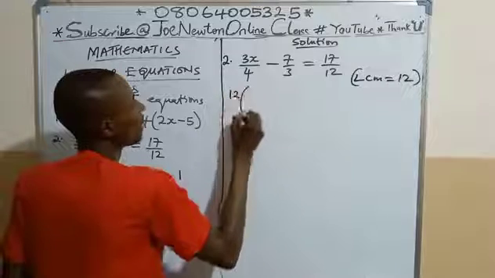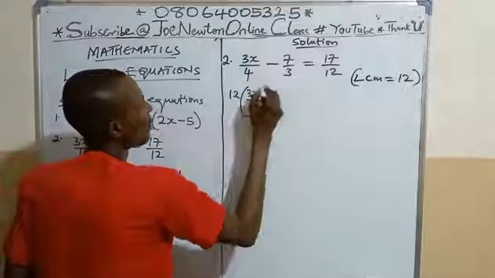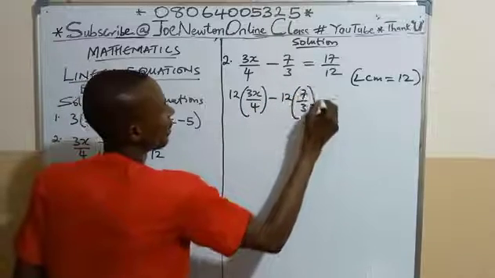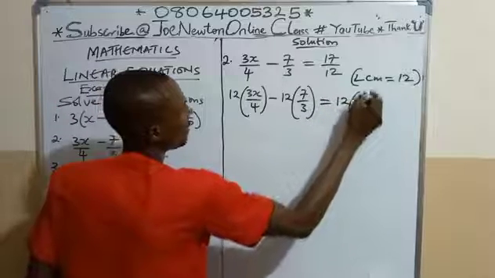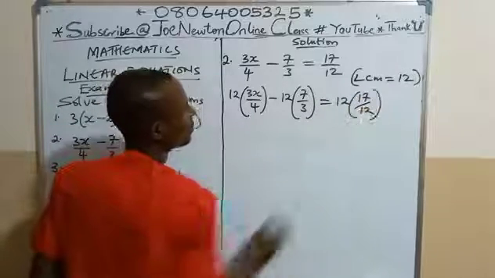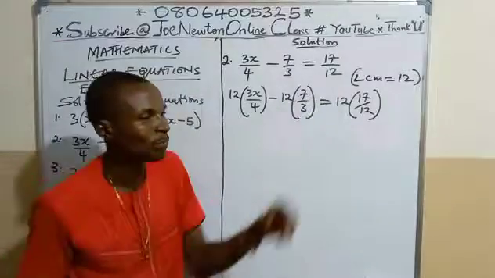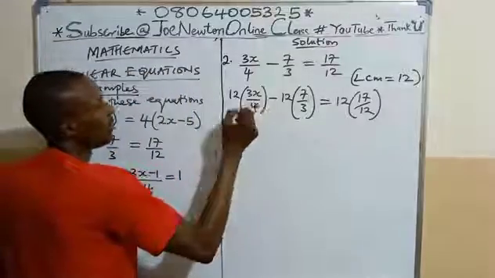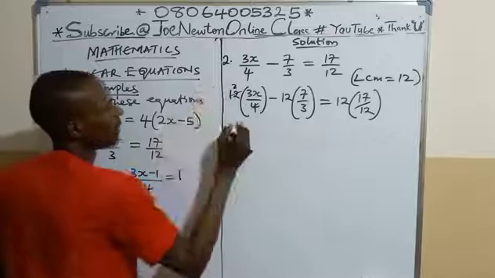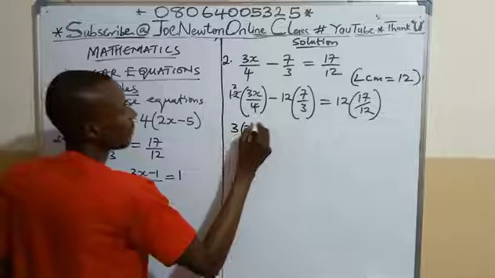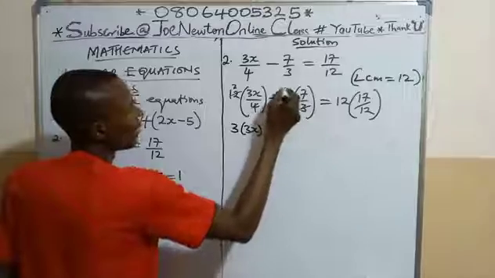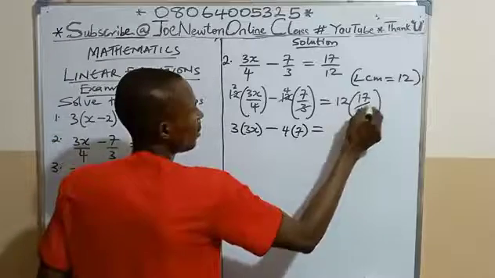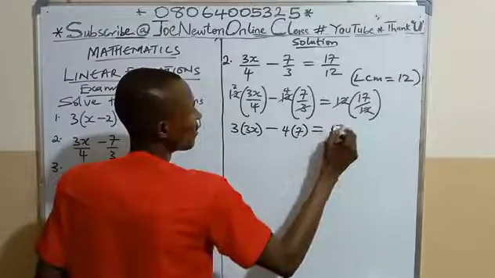We have 12 bracket 3x over 4 minus 12 bracket 7 over 3 equals 12 bracket 17 over 12. Remember, not because that 12 is here, it can be any other number, then you find the LCM and use it. Now we have this 4 into 12 here gives you what? 3. So we have 3 bracket 3x minus this 3 here, divided here, I have what? 4. 4 bracket 7 equals 12 divided by itself, 1, equals 17.